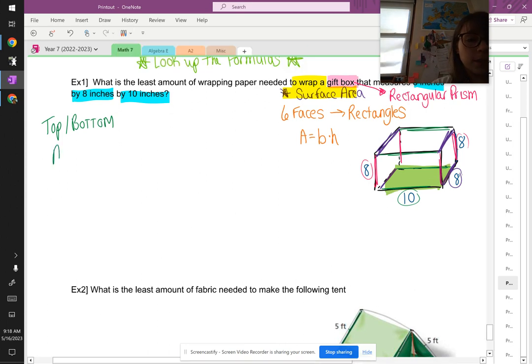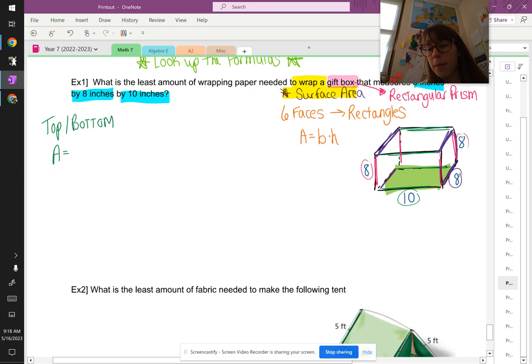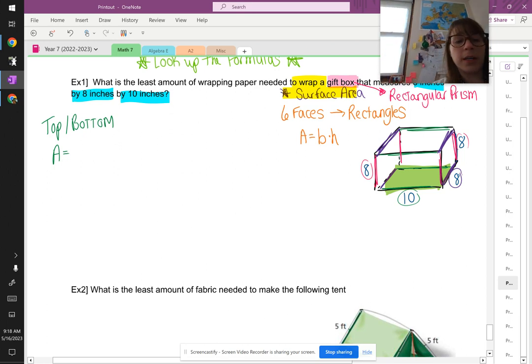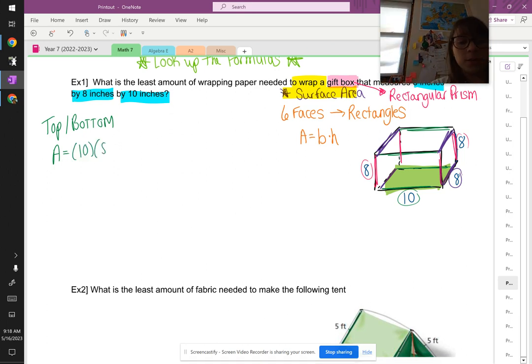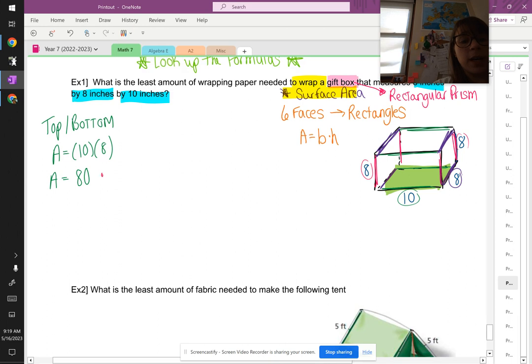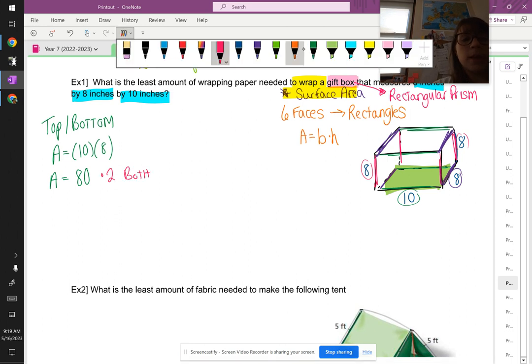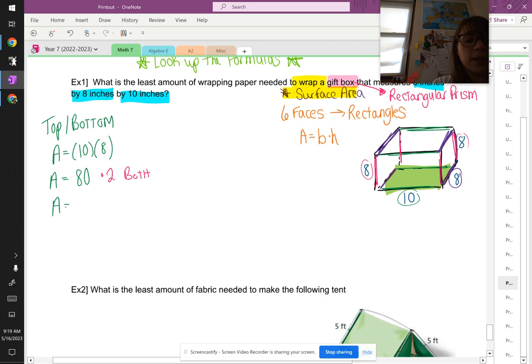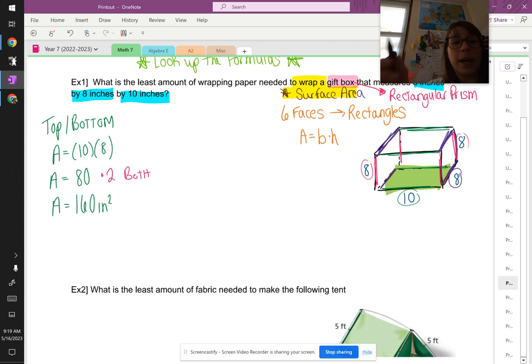And you can see that the dimensions of that box are 10 by 8. So area is equal to 10 times 8, which is 80. And again, there are 2. There's top and bottom. So I need to times it by 2 for both. And that gives me an area of 160 inches squared. Because we're talking area, not volume.